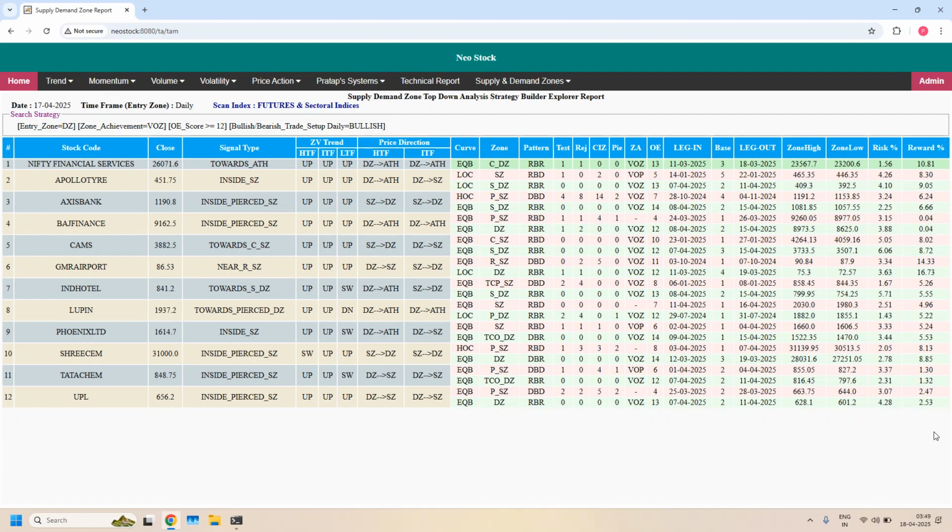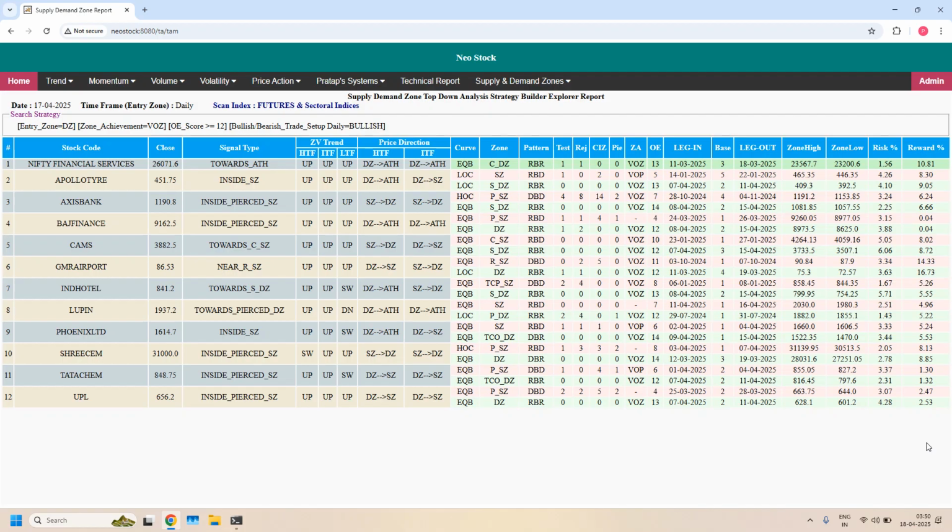All these 12 stocks are supporting bullish trade setup for monthly income trade, and entry time frame is daily. Entry zone, demand zone. And the report we are generating is the bullish trade setup for entry time frame daily, that is nothing but monthly income trade. Okay, out of these 12, there could be some high probability trade setup supported zones available.